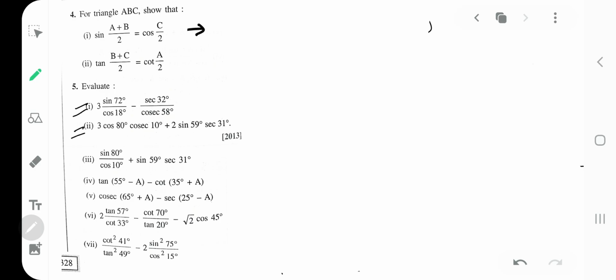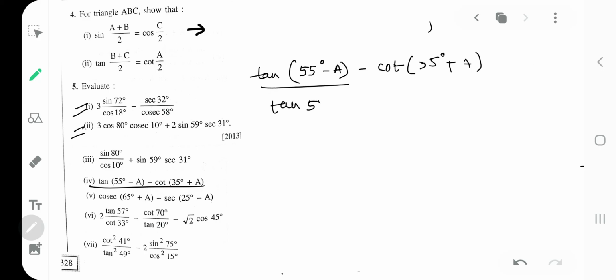Next I'll be doing problem number 3rd. You can do it on your own. That is quite easy. Let me do problem number 4th for you. Tan 55 degree minus A minus cot 35 degree plus A. Tan 55 minus A, keep it as it is. For cot of any degree, can I make it tan 90 minus that degree? So can I write 35 plus A.